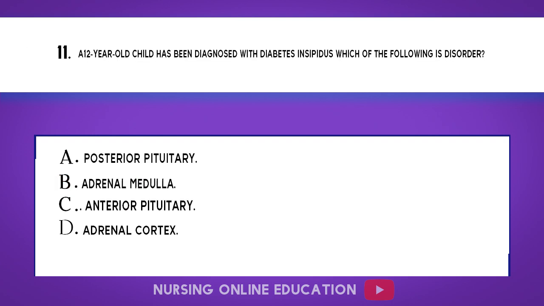Colonoscopy. 11. A 12-year-old child has been diagnosed with diabetes insipidus. Which of the following is the disordered gland? A. Posterior pituitary, B. Adrenal medulla, C. Anterior pituitary, D. Adrenal cortex. The answer is option A.